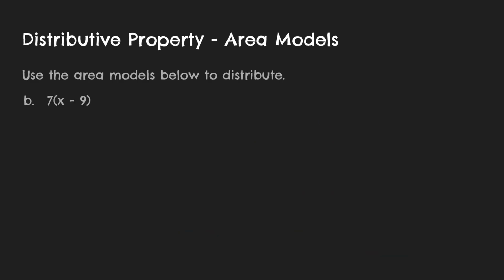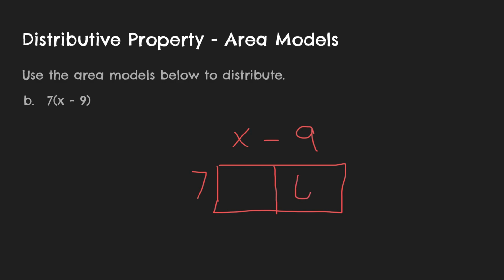All right, so we got 7 times x minus 9. Again, I would use an area model. So I'm going to put x minus 9 on top, and I'm going to put 7 on the left. You could do it either way. I just traditionally put the expression on the top. Anytime there's a sign is where I put my line. And then I'm just going to multiply. 7 times 9 is 63. And then 7 groups of x, so 7 times x is going to be 7x.